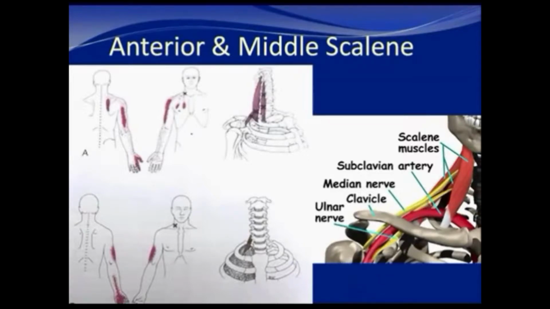These are the so-called cords of the brachial plexus, and then they become the individual nerves below the area of the biceps muscle. These are just the distributions of the scalene muscle trigger points that will show up in these places if the anterior and middle scalene muscles are irritated.